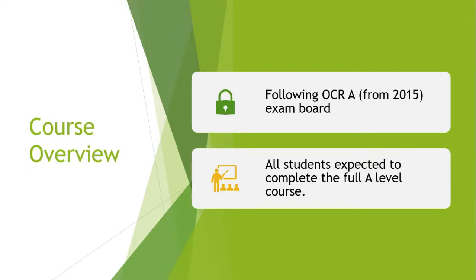So I'm going to start now exploring the course in more detail. This is just a slide, a brief overview. So we at Cantersthorpe take the OCR A specification from that exam board, and we have done since 2015 once it was introduced. All students are expected to complete the full A-level course. So it's a two-year course. We don't now offer the one-year or the AS course. So if you enrol, you're expected to do it for two years.